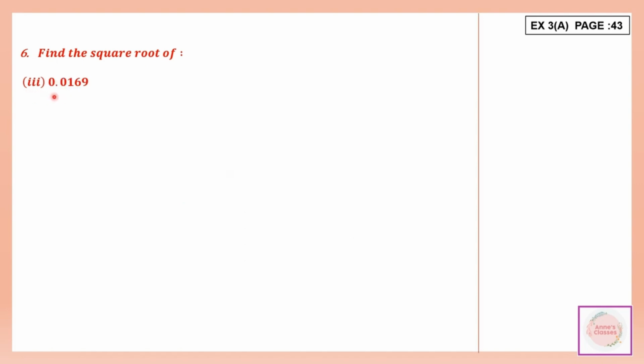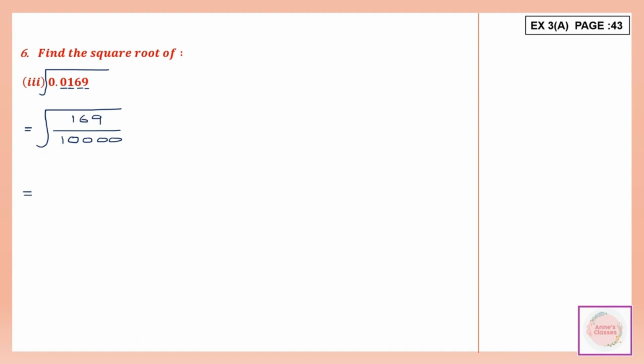The third question here is 0.0169. This is a decimal number. Now we know how to do it when we have a decimal number. So to find the square root of this, we are going to first remove the decimal point. So it becomes 169, isn't it, when you remove the point? And remember to put a denominator where you have 1 followed by the number of decimal places here. 1, 2, 3, 4. That means 1 followed by 4 zeros.